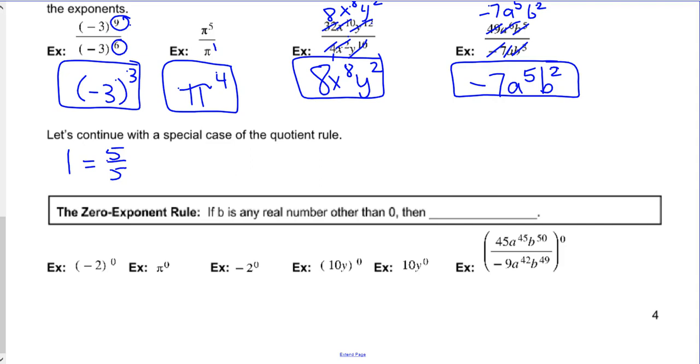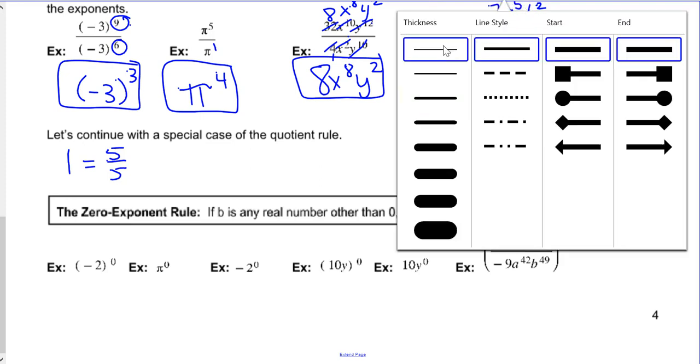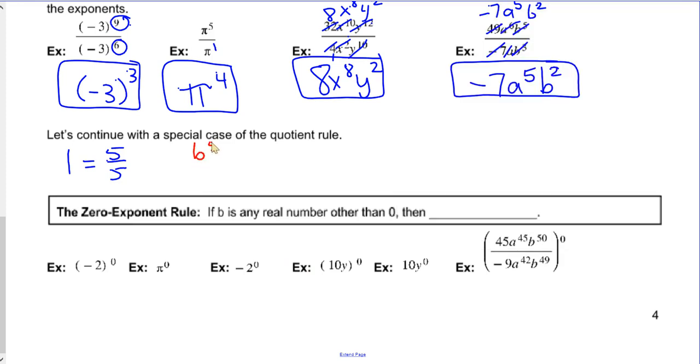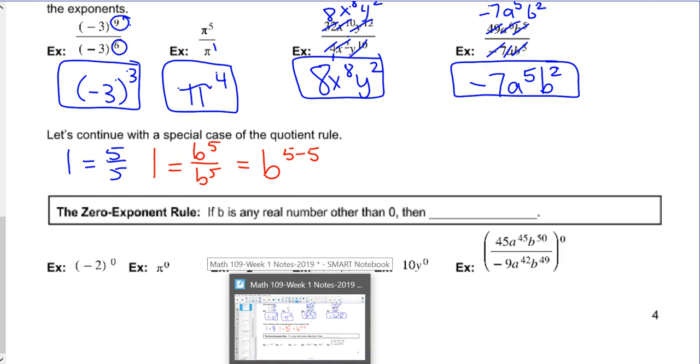I'm going to do that same idea, but use a different expression. Instead of a number, I'm going to use variables. So I'm going to say b to the 5th all over b to the 5th. I'm hoping that you see that that is the same thing. Just like this 5 over 5, b to the 5th over b to the 5th is the same exact thing. So I could say that that is equal to 1. Now, by using our quotient rule, which says if I have bases that are the same, we can subtract these exponents. I can mathematically prove that this is true, just by that second law of exponents.